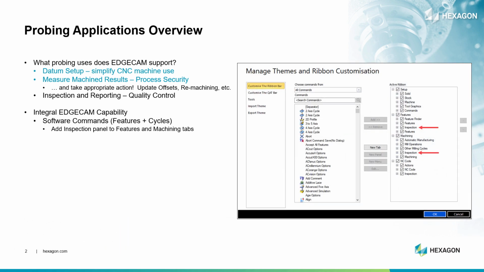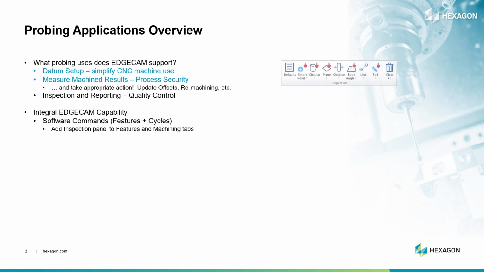We'll be using software commands developed for inspection and probing. These commands are easily added to the software interface simply by turning on the inspection panels on the Features and Machining tabs in EDGECAM's ribbon. These commands are used to quickly create probe features using the solid model and probe toolpath.